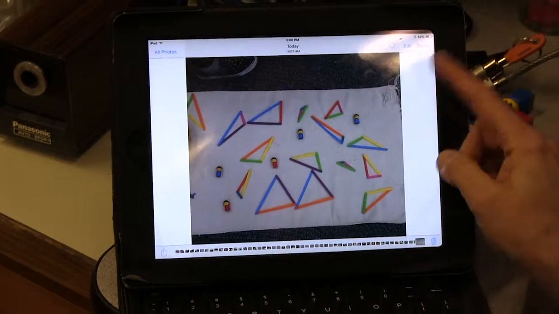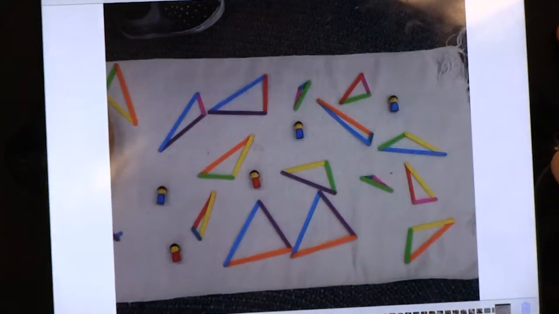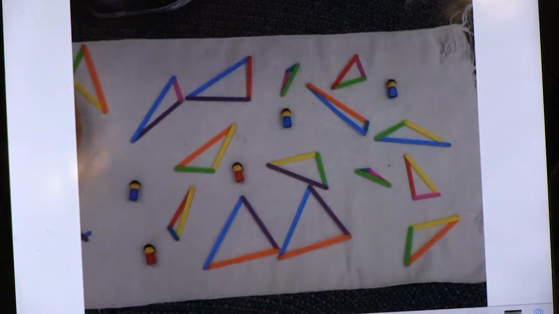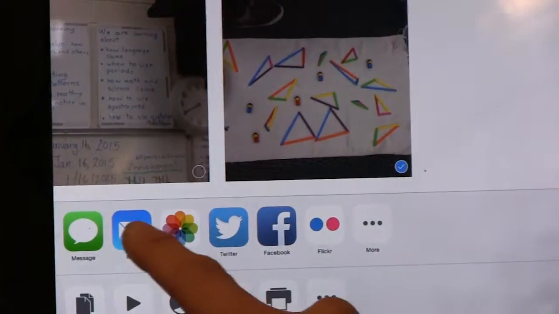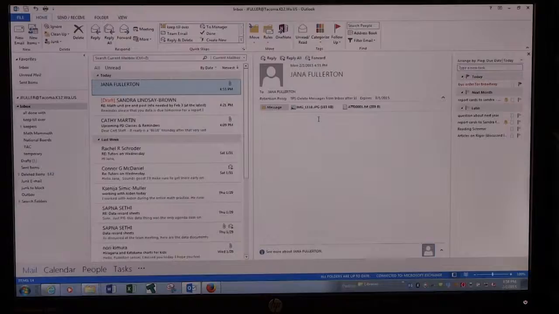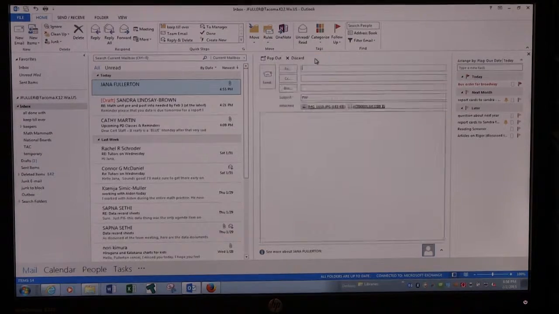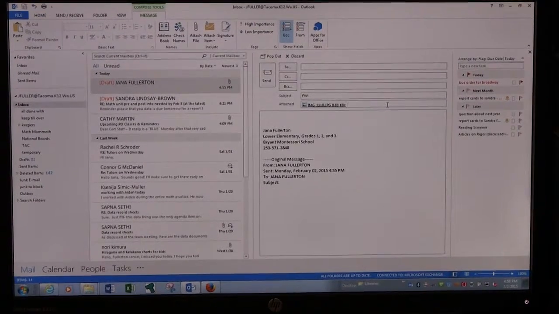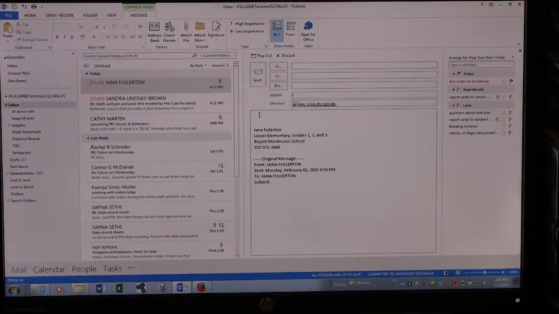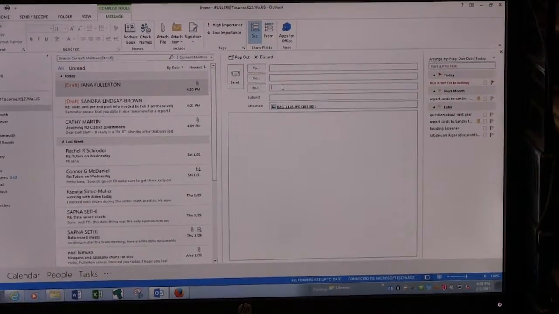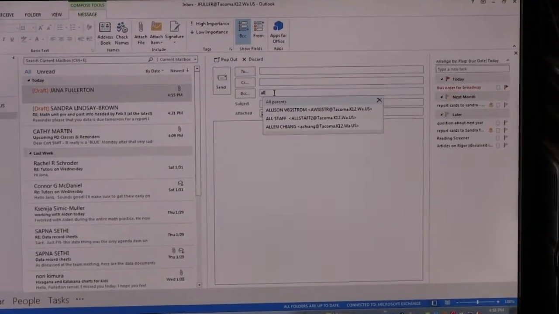So here's the picture I took this morning about the lesson we did about equilateral triangles. My first step is to just email it to myself. So here it is in my inbox, the image that I just sent myself. And I'm going to forward it and take out all of the things that make it look like I forwarded it. And then I'm going to add the distribution list, which I call all parents.